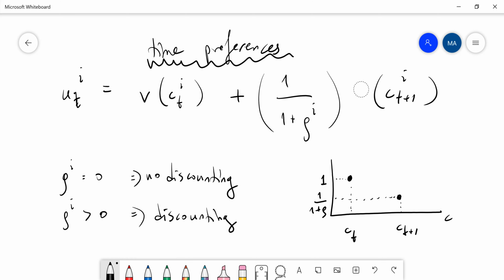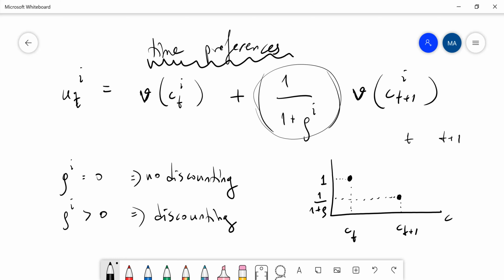So V is some utility function. So I want to be perfectly consistent with what I'm saying, right? So there is some utility function. The utility function does not change. Be careful, right? The V function is the same at t and t plus 1, but the marginal utility changes, right? Marginal utility for the same consumption level is different.